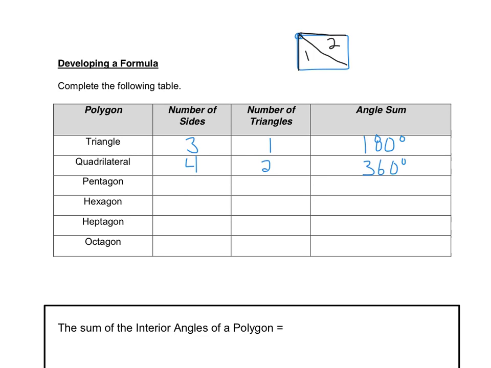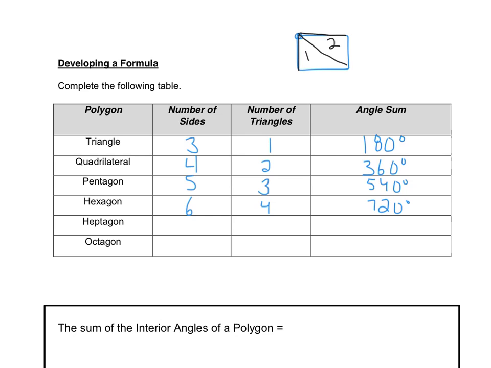So the pentagon has 5 sides, and we found that it has 3 triangles, and that the sum was 540 degrees. A hexagon has 6 sides. There were 4 triangles, and the sum was 720 degrees. So you might start seeing a pattern form.